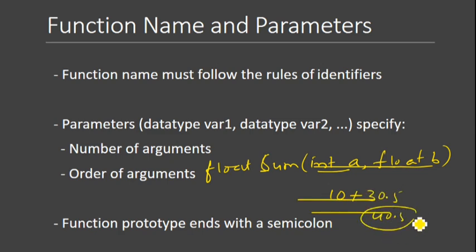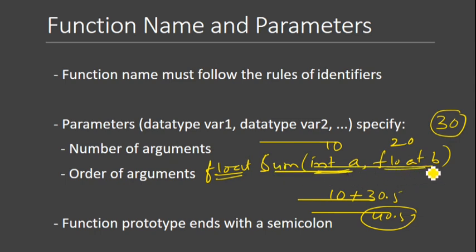40.5. The result is a float value. That's why I wrote float here. What is the return data type here? Float. Previously I wrote int a 10 and 20. If you're adding 10 and 20, the answer is 30. The result is an integer, no? That's why previously I wrote int sum. But now one is the integer argument and the second one is the float argument, so the return data type is float. We should write that.